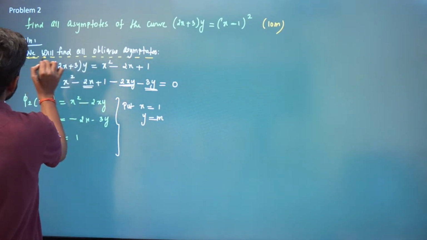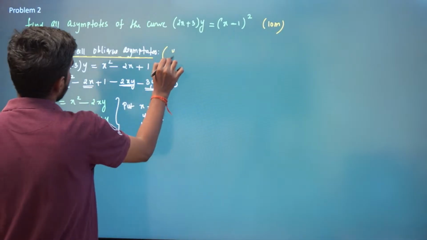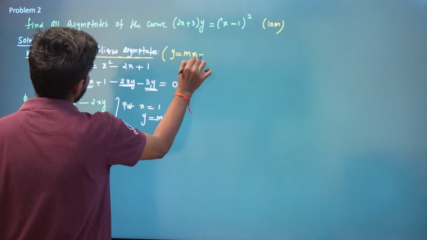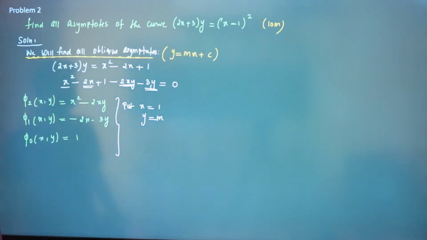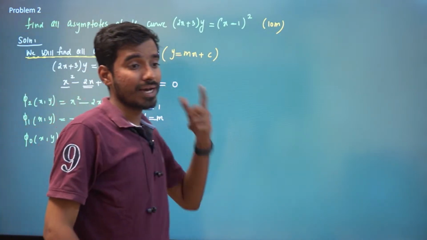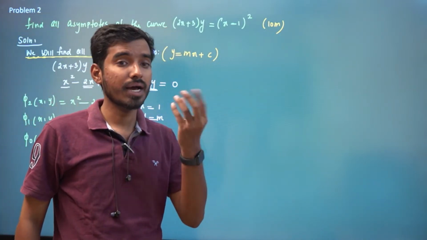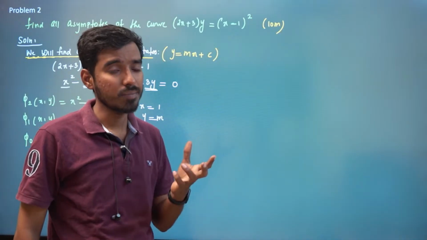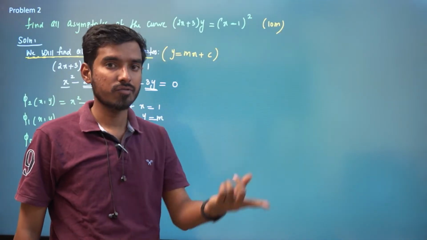Let us assume the asymptotes to be of the form y is equal to mx plus c. We need to find m and c. We need to find all m, and you find the corresponding c for that m.